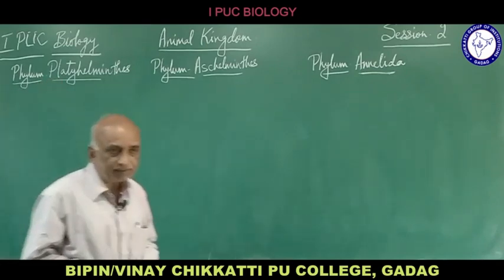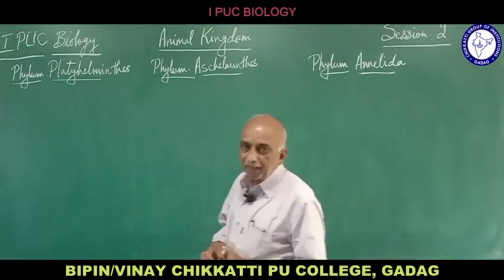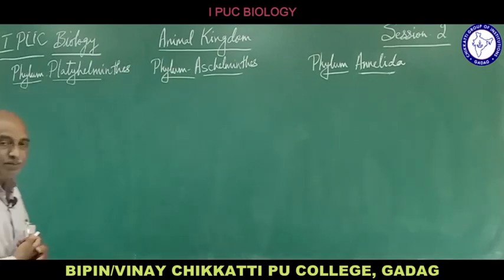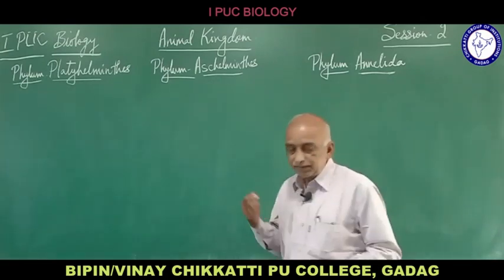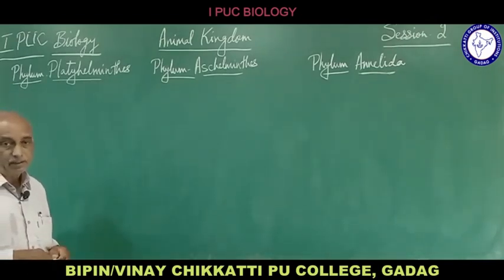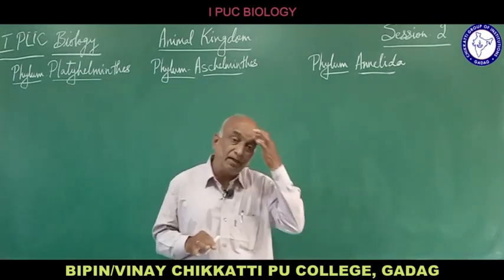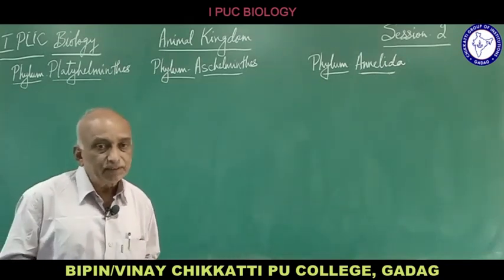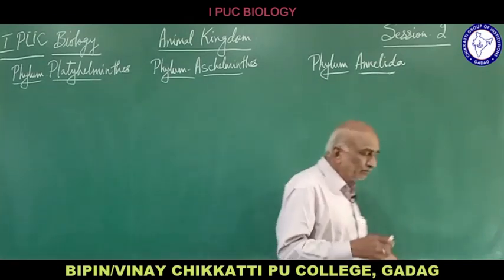Now, phylum Platyhelminthes. Helminthes means worms, and platy means flat, so in other words, the worms are flat. In this phylum we come across tapeworm, liver fluke, and many others. These animals, like tapeworm and liver fluke, have a flat body which is flattened dorsally and ventrally. So a dorso-ventrally flattened body is the main characteristic of this phylum. Planaria is also another example.